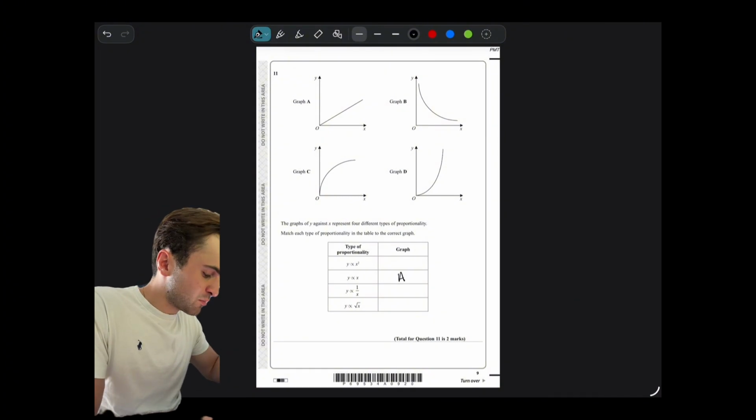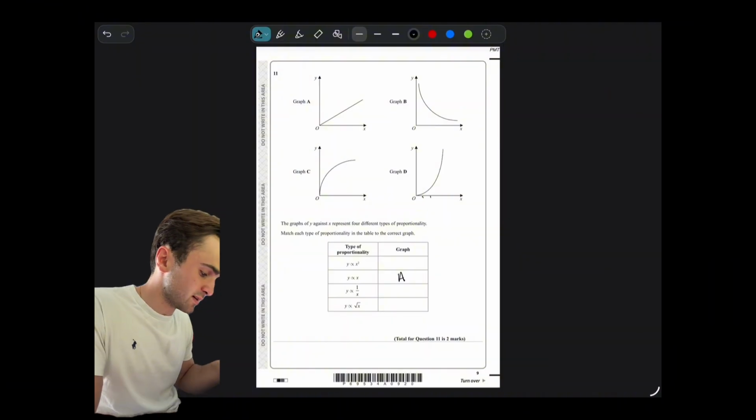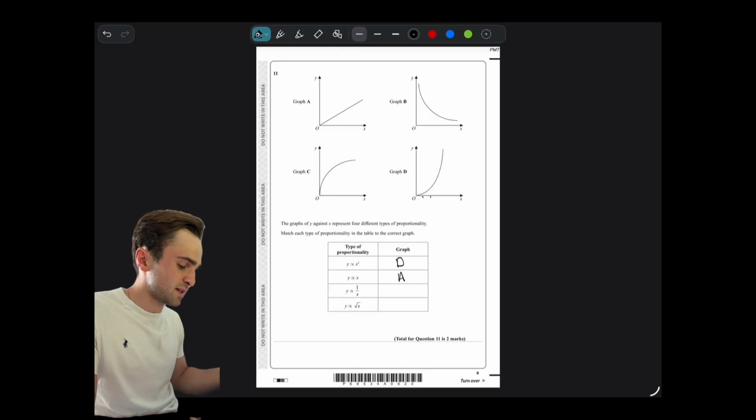So y is proportional to x squared. Which graph gets bigger with every increment of x? That's going to be D. It's increasing at a fast rate, right? So we can write D for y is proportional to x squared.